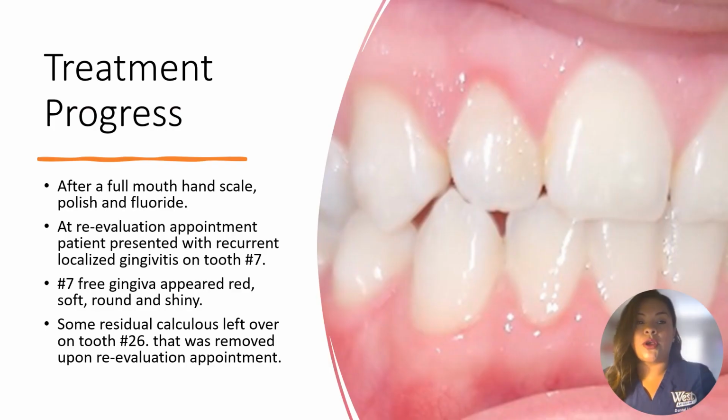As for the treatment progress, after a full mouth scale, polish, and fluoride, at the re-evaluation appointment, patient presented with recurrent localized gingivitis on tooth number 7. Tooth number 7 showed red, soft, round, and shiny appearance on the free gingiva. Some residual calculus was left over on tooth number 26.